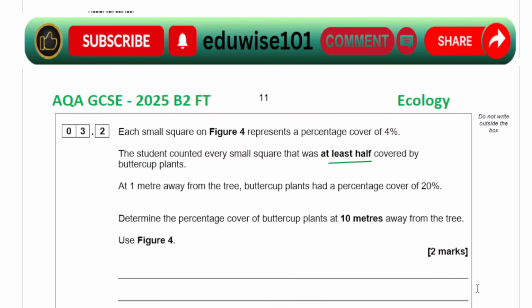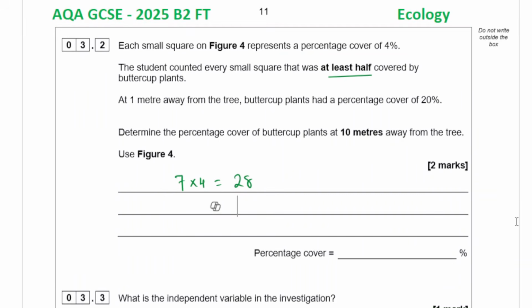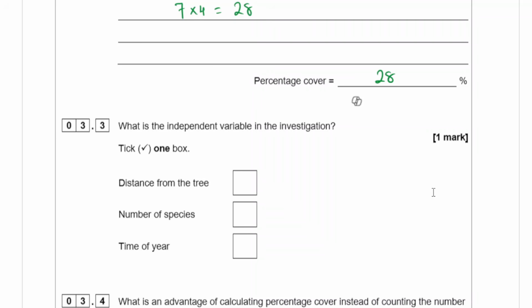So if each of them was a percentage cover of 4%, the total percentage is 7 times 4, which is 28. Now they want it from 10 meters away. Now this 20% is to do with 1 meter away. So don't get confused. We don't have to use that value. So 28%. What is the independent variable in the investigation? That would be the distance from the tree.